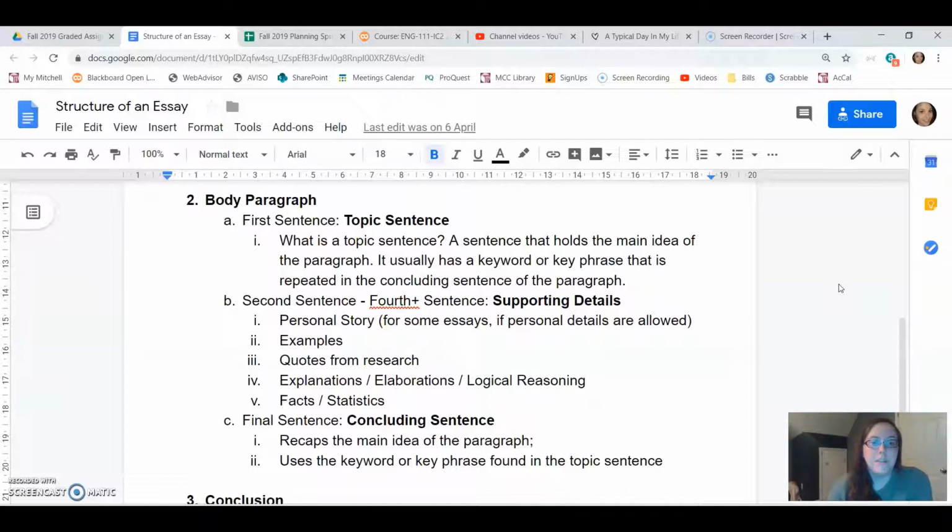So if a topic sentence is going to give you the opportunity to tell your reader the main idea of that paragraph, it should have a key word or a key phrase that is repeated in the concluding sentence, and that's going to be the final sentence of your body paragraph. Topic sentences are so important. I should be able to read the first sentence of every one of your body paragraphs and not read anything else in that body paragraph and understand what the paragraph is going to be about.